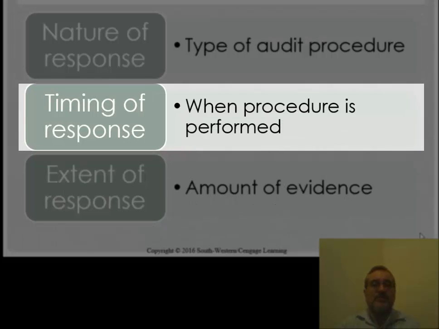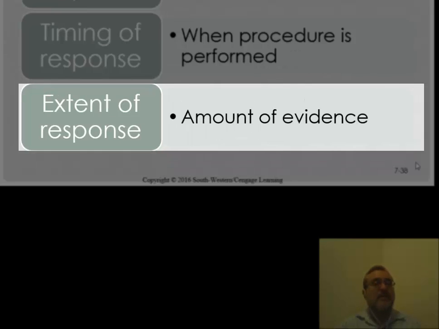When are we going to perform these procedures, whether immediately at year end, or as part of the earlier stage of the audit, or after the conclusion of year end? And the extent of the response is really defining the amount of evidence. So very simply stated, the higher the risk, the more audit procedures that we're going to perform, the greater the sample size that we're going to use as we are attempting to manage the detection risk.